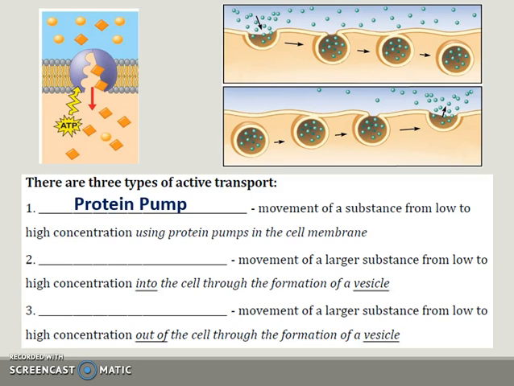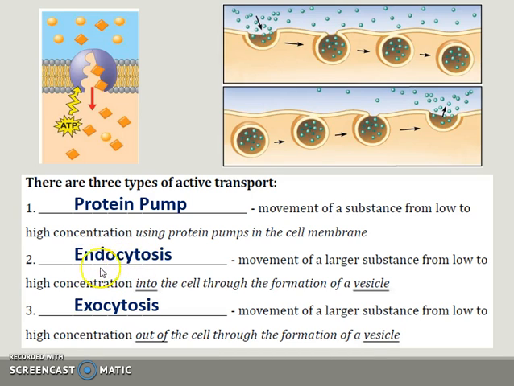You have protein pumps, endocytosis, and exocytosis. In a protein pump, you're going to move a substance from low concentration to high concentration using protein pumps and energy. So the energy is going to come to the protein pump here and is going to grab the molecule and force it to go to where there's a high concentration.